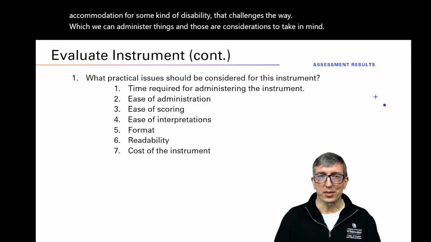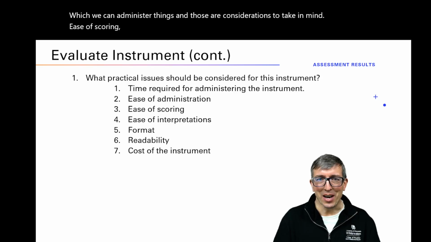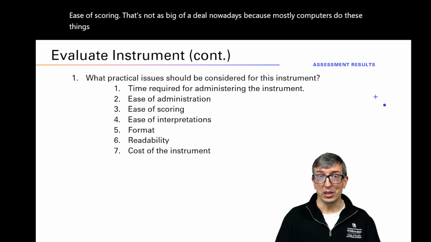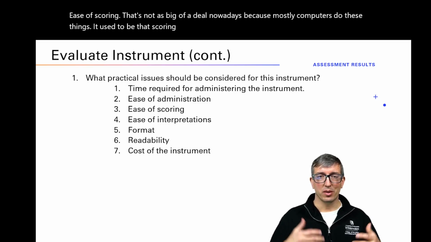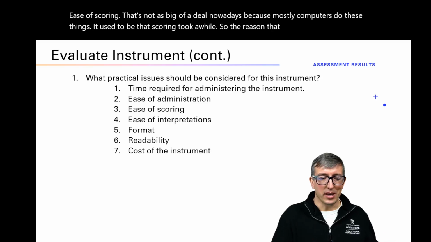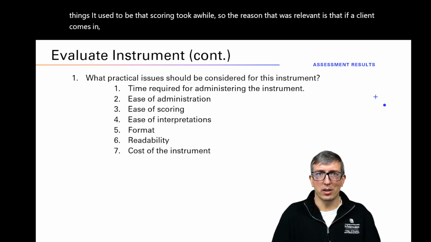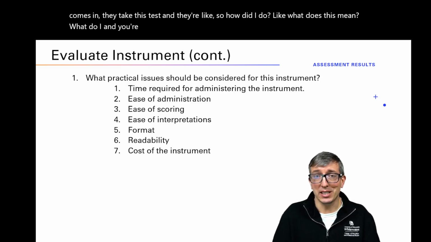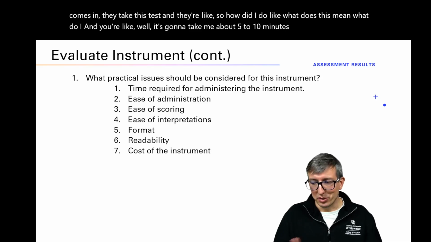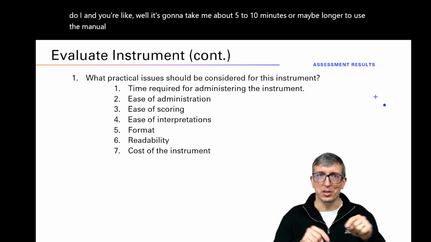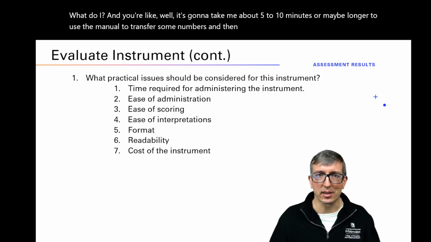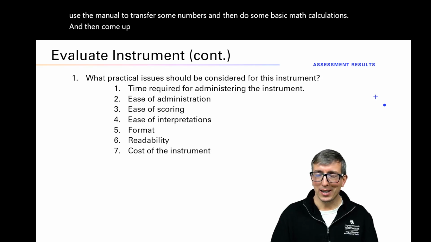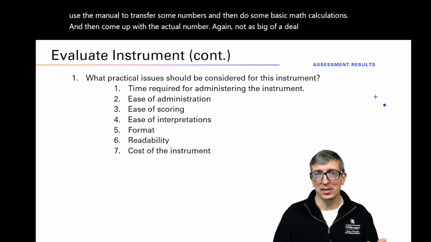Ease of scoring, that's not as big of a deal nowadays because mostly computers do these things. It used to be that scoring took a while. The reason that was relevant is that if a client comes in, they take this test and they're like, so how did I do? What does this mean? And you're like, well, it's going to take me about 5 to 10 minutes or maybe longer to use the manual to transfer some numbers and then do some basic math calculations and then come up with the actual number.